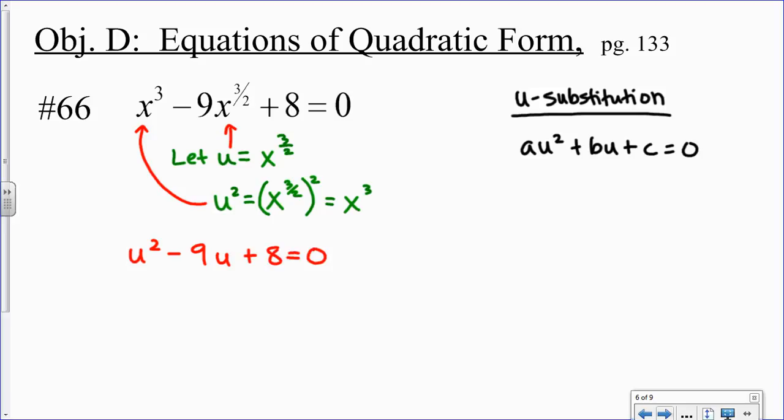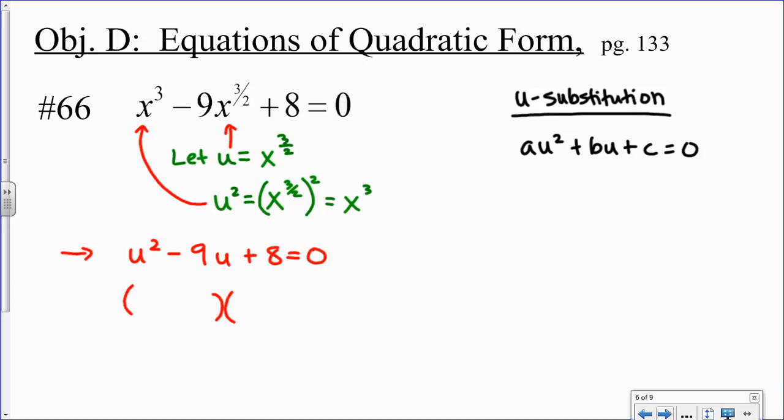Why did you choose x to the 3 halves? Because this is where I want u. If it were a quadratic, u to the first would be right here in the middle term. So if you're supposed to use u substitution, you want u to be the middle one, and then if it's quadratic form, u squared will be this first term. I wanted this form because then what can I do? Factor. I can solve this equation.